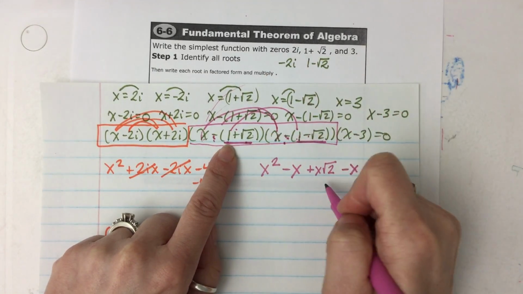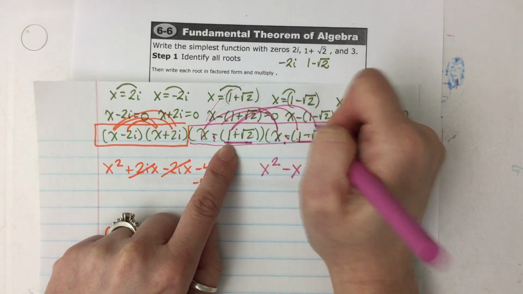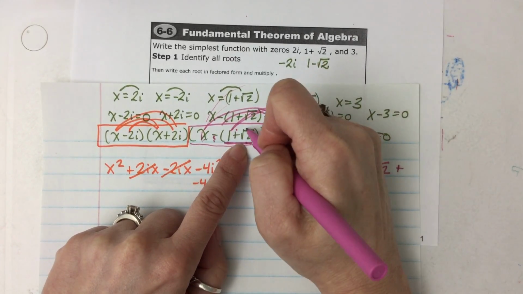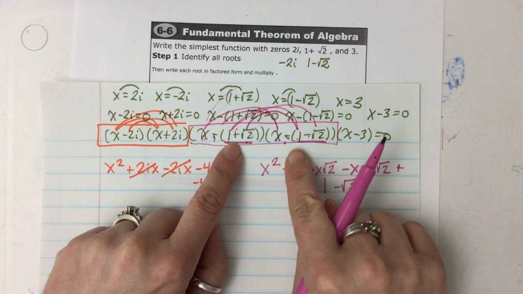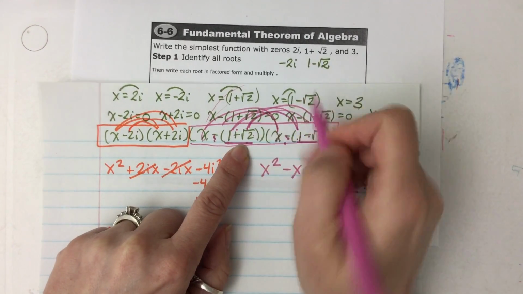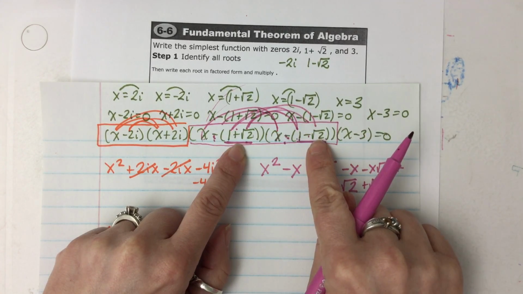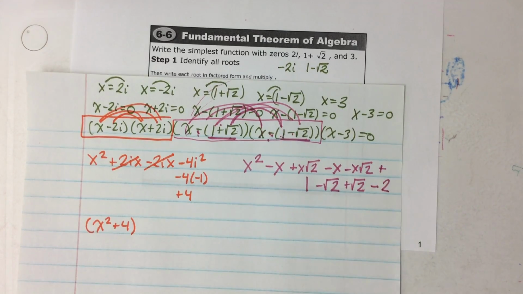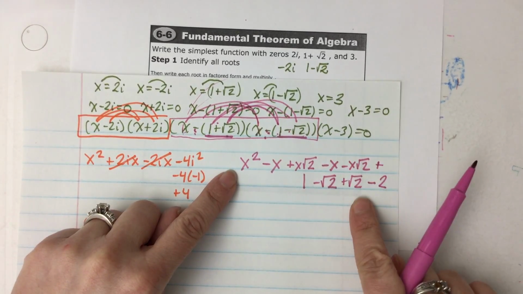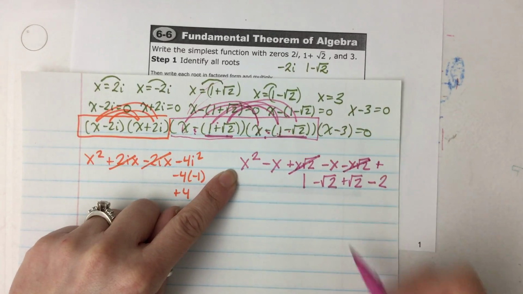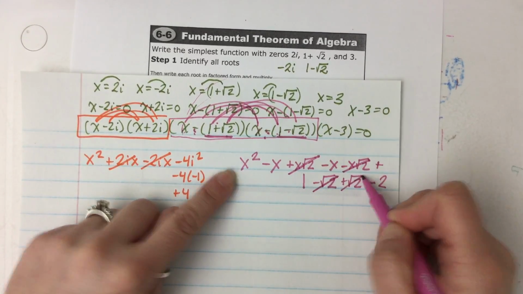1 goes with 1. 1 times 1 is 1. 1 times negative square root of 2 is negative square root of 2. Then I have positive square root of 2 times 1 is positive square root of 2. Positive square root of 2 times negative square root of 2 is negative square root of 4, which is 2. Because these were conjugates, all of the square roots should cancel. Positive x square root of 2, negative x square root of 2. Negative square root of 2, positive square root of 2.